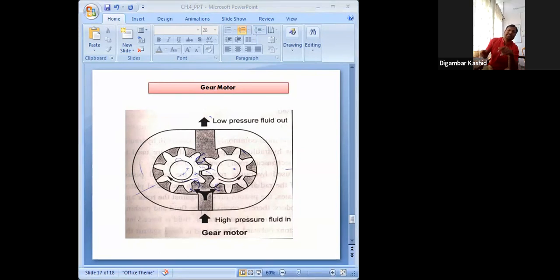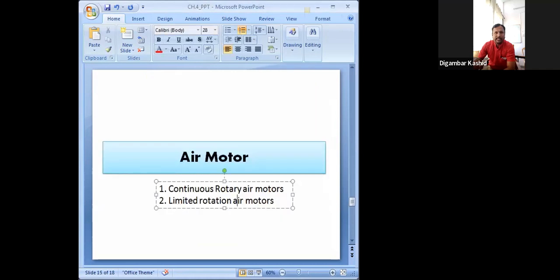Simple construction is there. If a question is asked for the hydraulic gear motor, the same construction will be there. But the only difference, we know, is the air. Here air is your fluid, and in the hydraulic section we'll have liquid or oil. Getting it? Otherwise everything is similar. So this is the first type of the continuous rotary air motor.